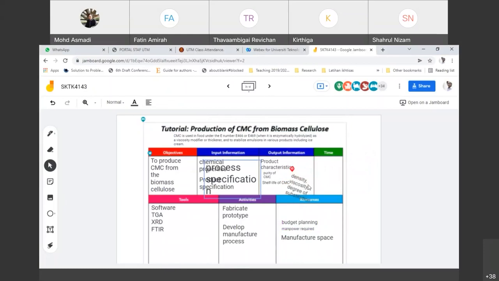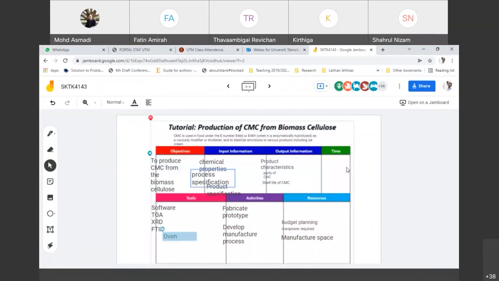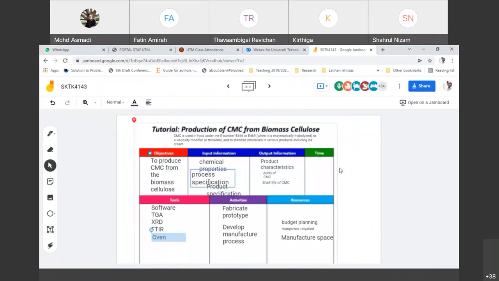Density. Density, viscosity, degree of viscosity. I think that one is density. Input, isn't it? Input information. Okay, time, time. Anyone, time, time. Oh, it's already running. Time, time. Just time. Never mind. Okay. Someone put how long? Just a suggestion. Oven.